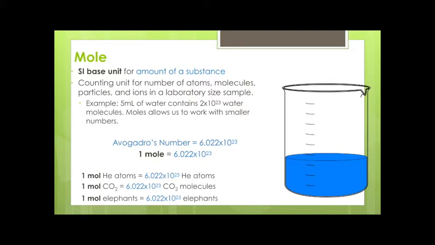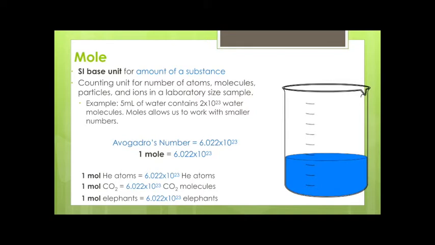So Avogadro's number is 6.02 times 10 to the 23rd. You will need to know that number. And it is equal to 1 mole. So again, think of it like a dozen. So if I have 1 dozen of something, I have 12. Well, if I have 1 mole, then I have 6.02 times 10 to the 23rd.